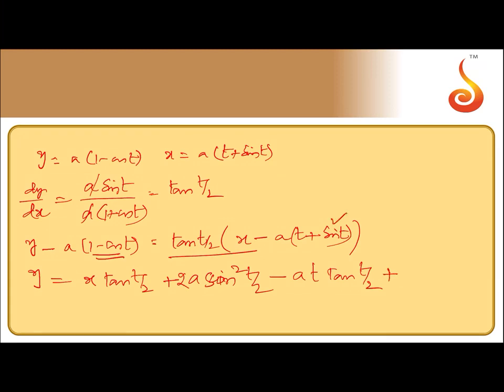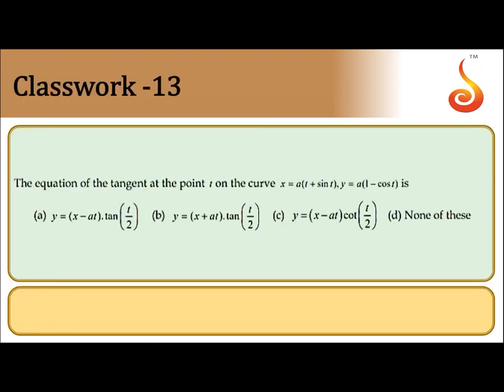And tan t by 2 times sin t can be replaced by 2 sin t by 2 cos t by 2. Cos will get cancelled, leaving 2 sin square, so therefore 2a sin square t by 2 with the minus sign. So these two get cancelled and therefore y is equal to x minus at multiplied by tan t by 2. So x minus at tan t by 2, I think first option is the answer.